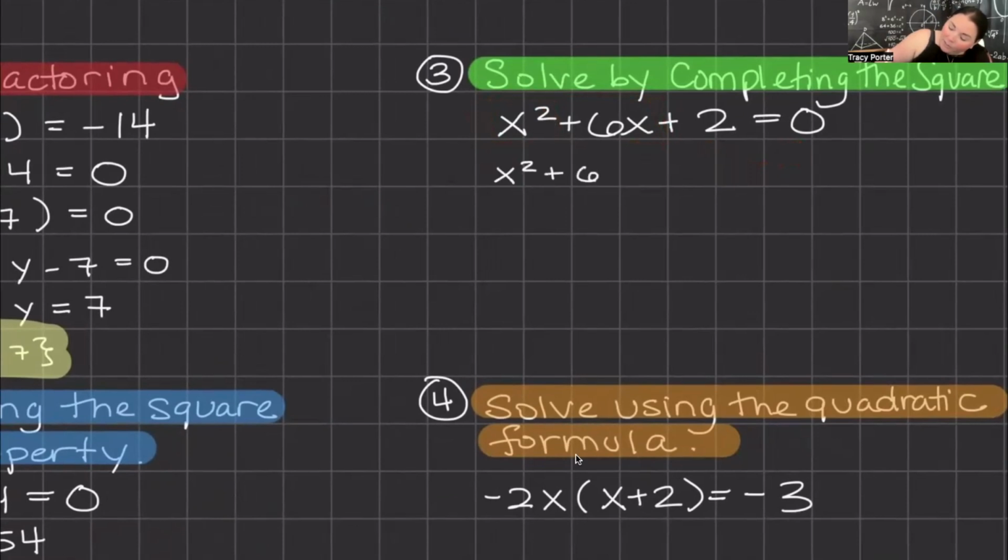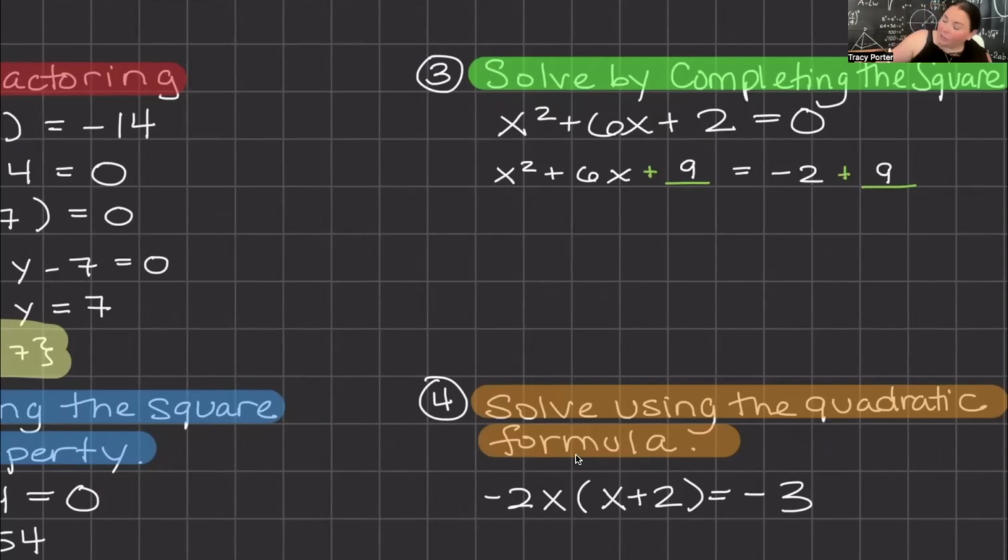Now, also, since I know we're going to be adding something in, right? We're going to add something here. If you add something to the left, you have to also add it to the right. Okay, so we're going to take half of the b term. So that's half of 6, which is 3. We're going to square it. And so you're actually adding 9 to both sides.